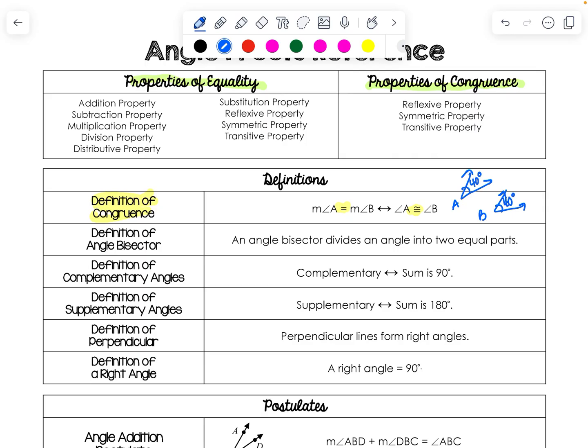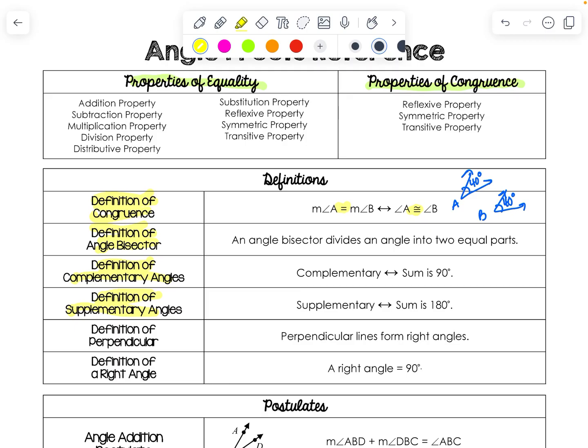An angle bisector, this is going to come up a lot, and we're going to use that definition of an angle bisector. It splits the angle into two equal parts. Kind of like how the midpoint acted with segments, angle bisectors are going to split those angles to be equal. Next, we have the definition of complementary angles. In order for them to be complementary, they have to add to be 90. Definition of supplementary: two angles have to add to be 180.